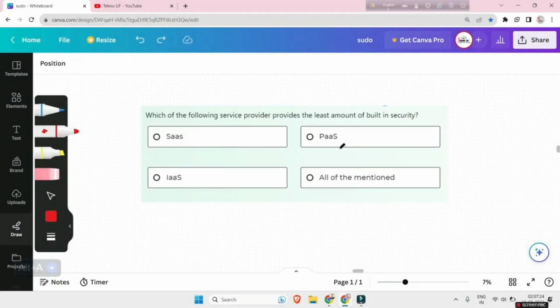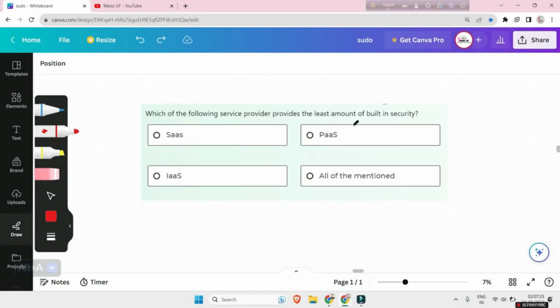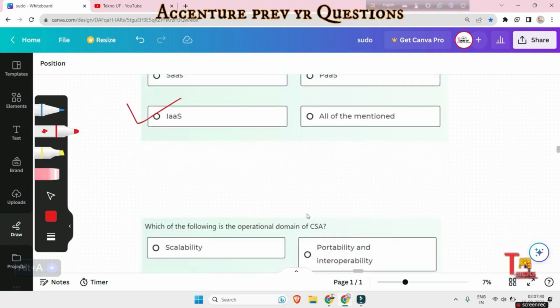So the first question is this: which of the following service providers provides the least amount of built-in security? Actually, this question was already solved in a previous video, so I don't think I have to answer. The answer will be actually IaaS, right? Okay, let's go to the next question.